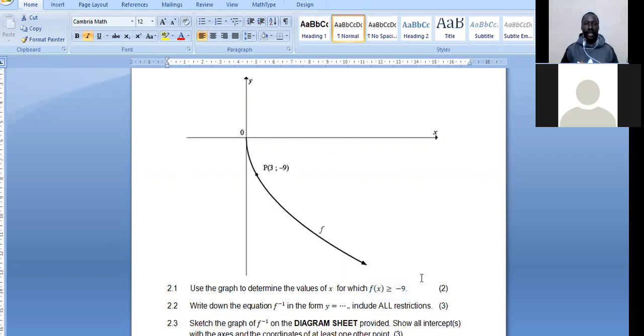-9. Now, notice that the function is greater or equal to -9. Those values will be -9, -8, -7, -6 in that order. Those are the values greater than -9, okay? So those are the values that we will be having up this way.